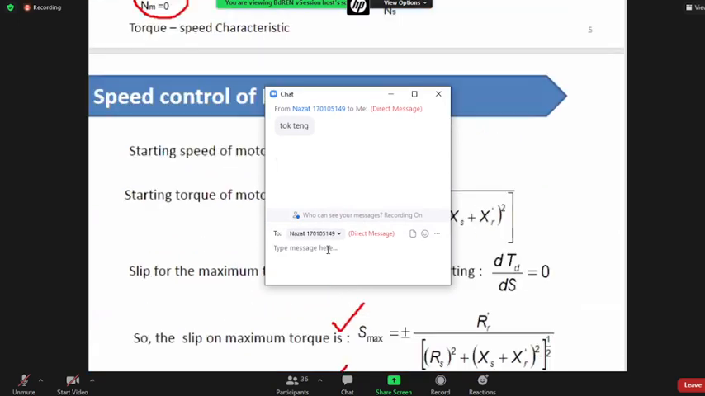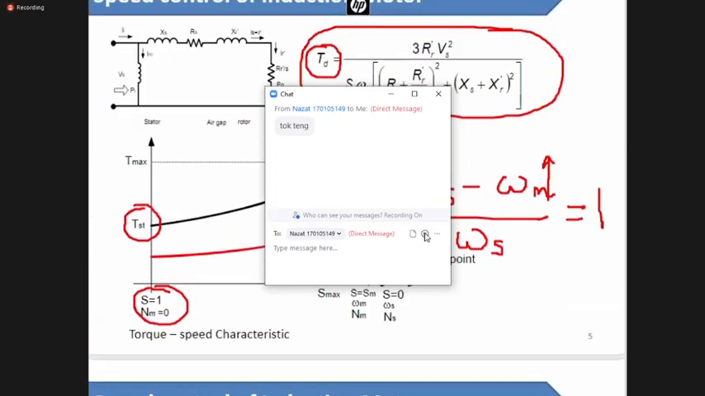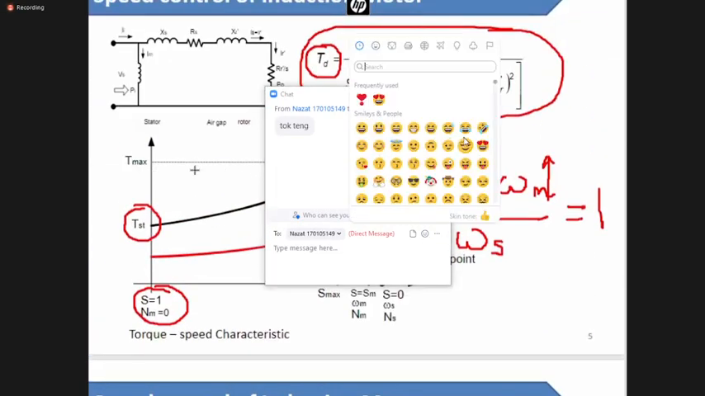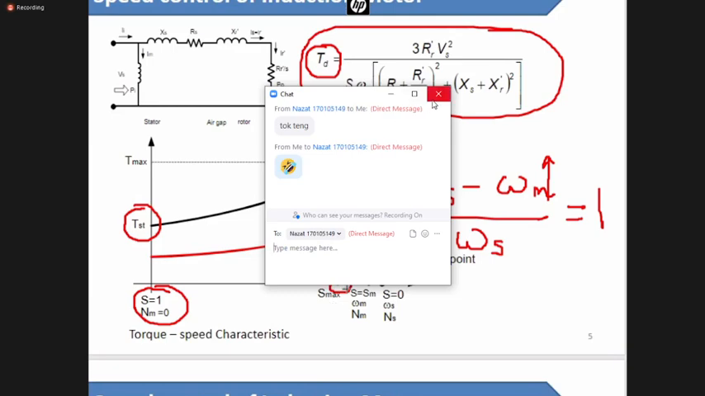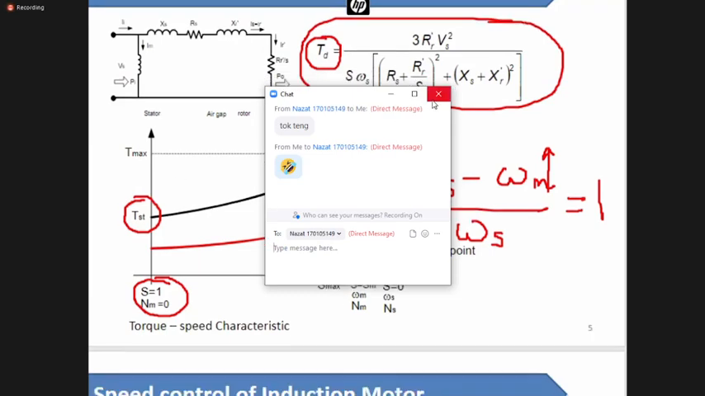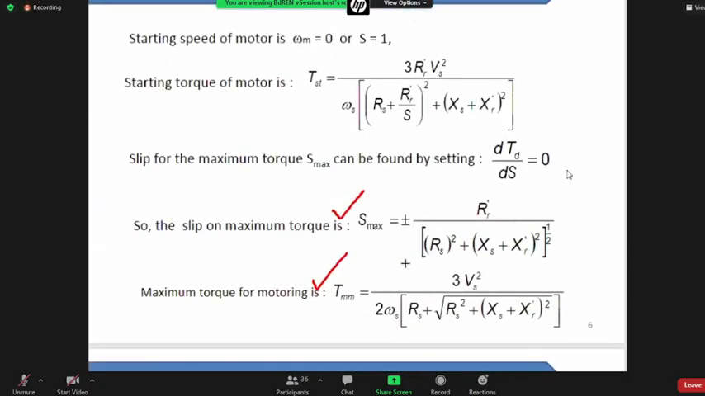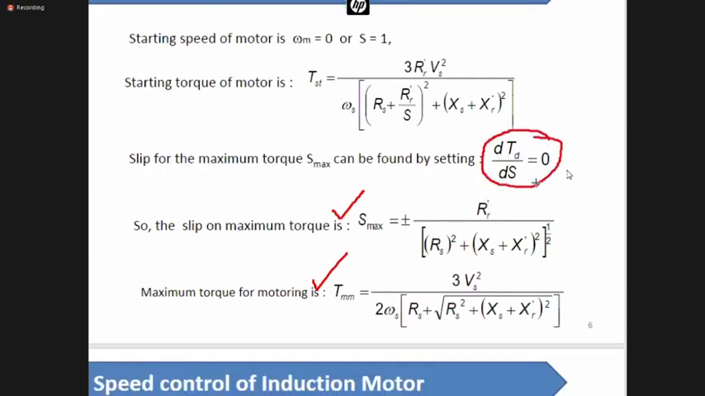Where are you going to get this value? You get this value right here, that is T max. And for which slip does this occur? This occurs for s max. The expressions for s max and T max are all given right here. And how do you get that? By putting dTd ds equal to 0. Now these are all for an induction motor running as a motor.